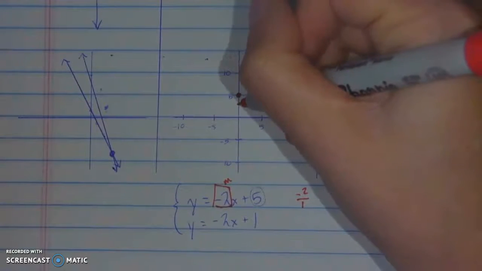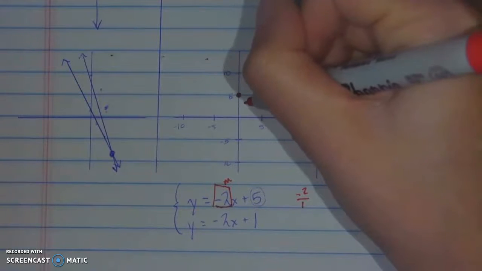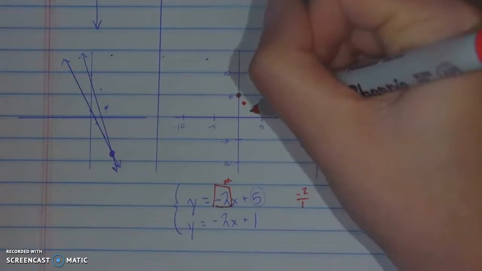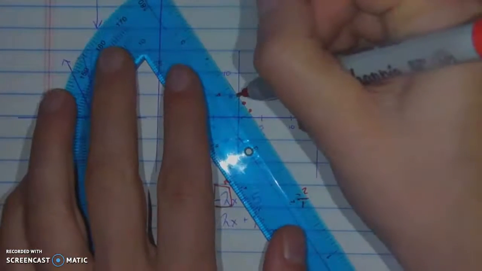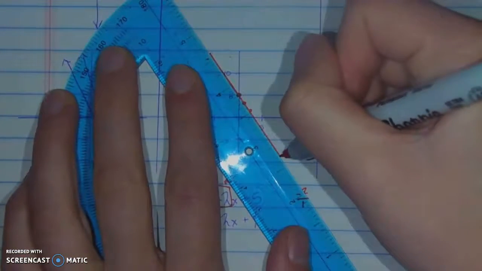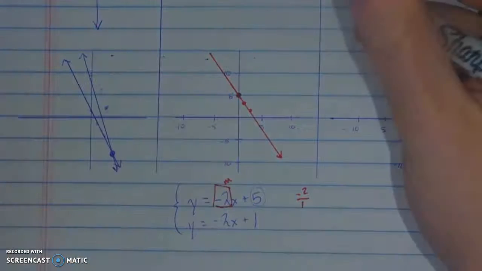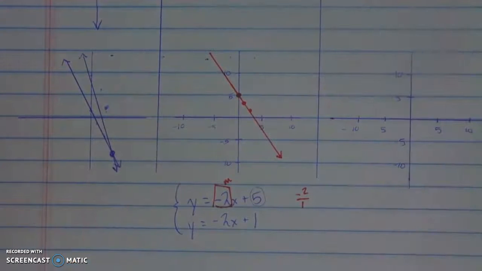So I'm going to go 2 down, 1, 2, and 1 over. And I'm going to keep doing that, 2 down and 1 over, until I have my line. And my line is going to look something like this. Now, notice I am doing an approximation here because my graph is not perfect, but it gives me a pretty good idea as to what's happening with this line.